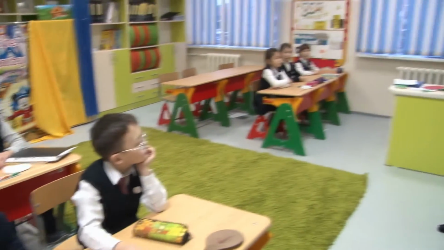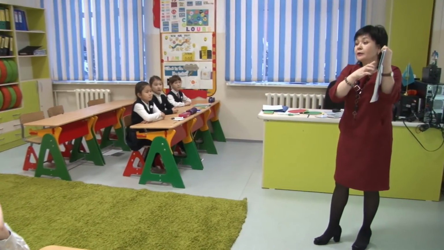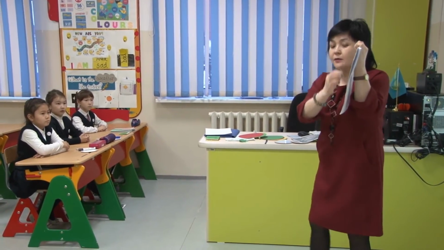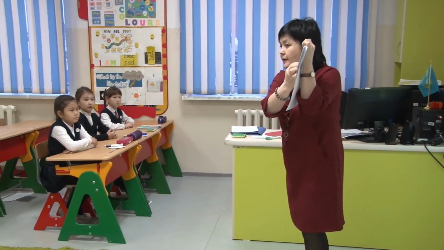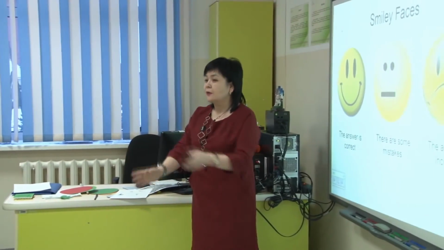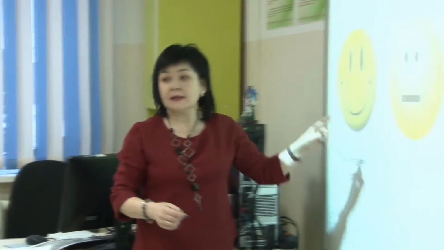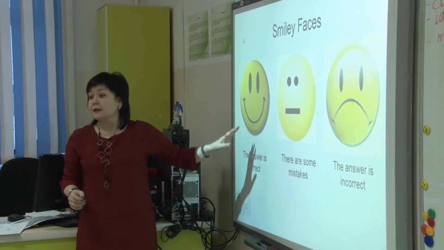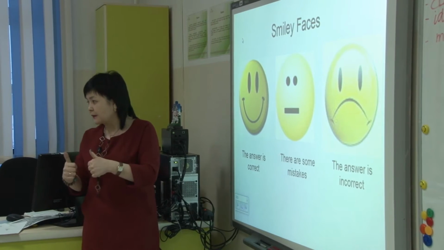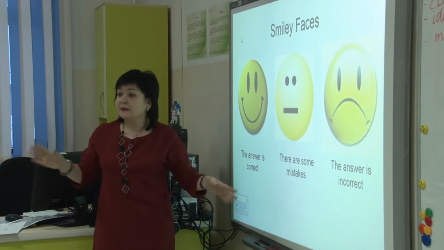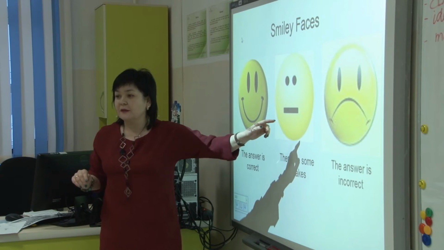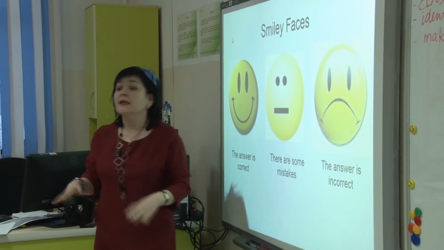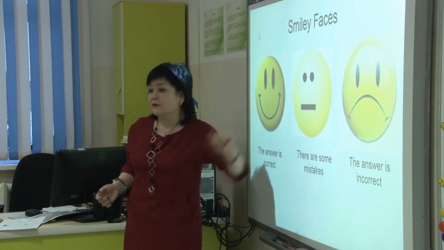So, for example, if the question is, what is she doing? You will need to answer the question and write it here. Okay? After you finish, you are going to swap your papers and draw smiley faces. You are going to draw this face if the answer is correct, if everything is perfect. If there are some mistakes, then you will draw this face. If the answer is incorrect, you will draw this face.